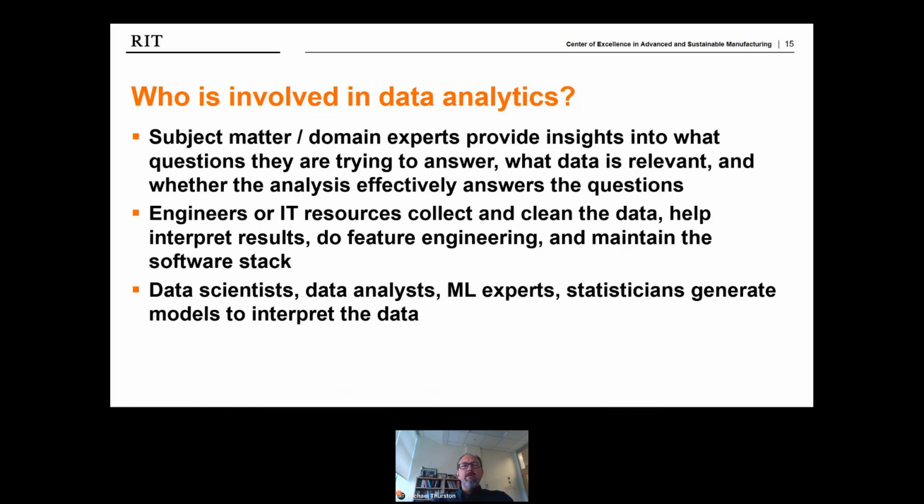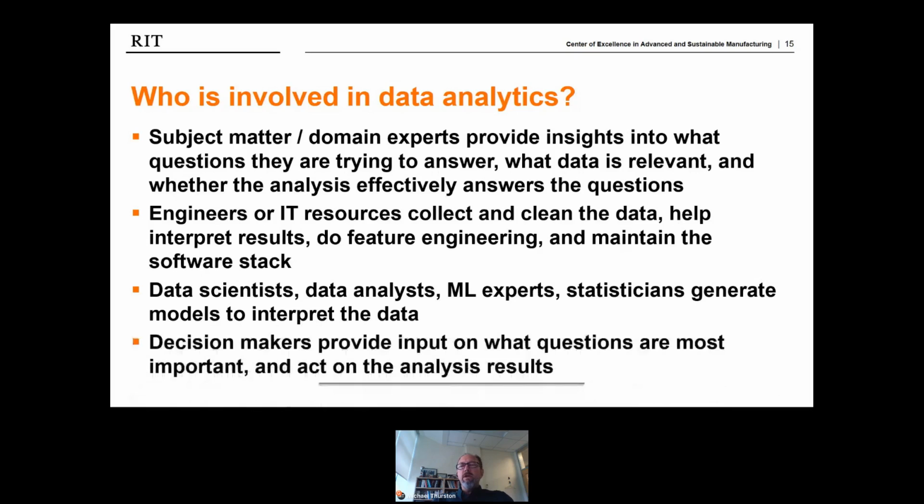And then we deploy the analysis for decision makers to use. These are different roles in the process. They may not be different resources filling all these roles. In particular, the first three roles could be filled by the same person in the engineering or IT department.